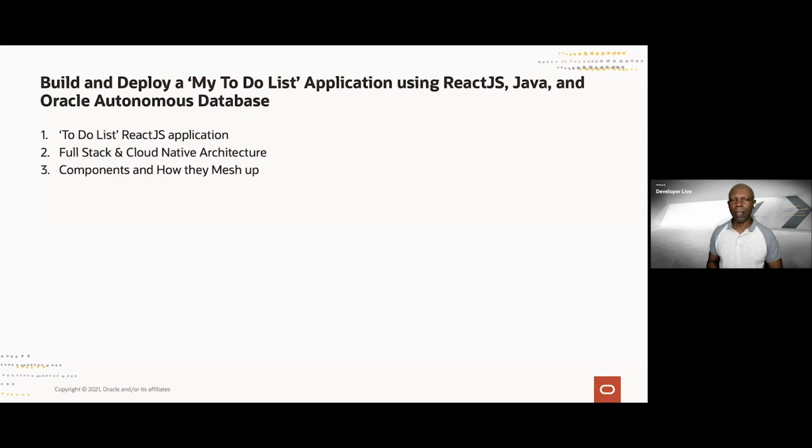Here is the agenda. I will introduce the application. What is the to-do list ReactJS application? Then I will describe what is the full stack and what is the cloud native architecture. I will describe the architecture of the application and explain why it is a full stack and cloud native application. Then I will describe the various components that we use to build the application and how they mesh up.